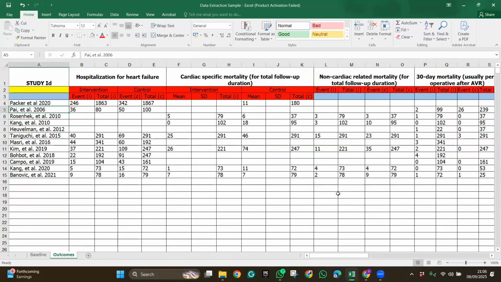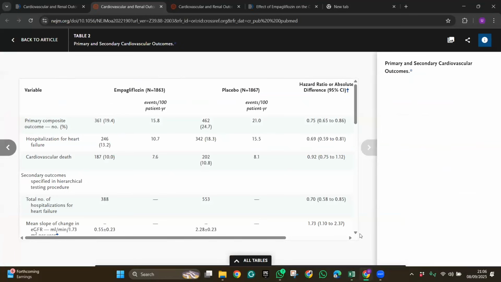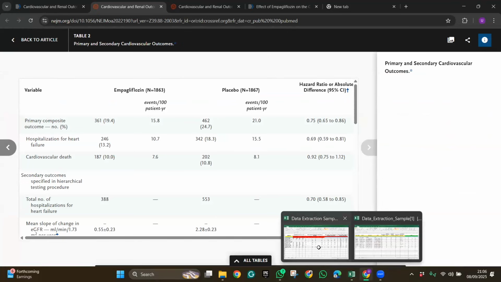Again, I told you guys the outcomes reported in your first study and in your second study may or may not be the same. Okay, let's say there are some outcomes in your second study, which is Pi et al. 2006. Let's say it's reporting some outcomes which were not reported in your first study. Okay, it's reporting some new outcomes. Let's say it's reporting an outcome.